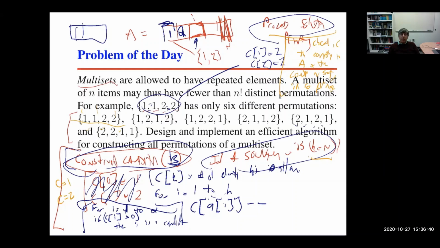And this does not do any pruning. This is going to construct n factorial things regardless of what the letters are. The cleverness is that we restricted the candidates to making sure that we never used more of a count than we needed to. That is what the pruning is.